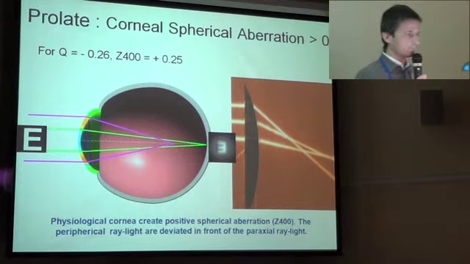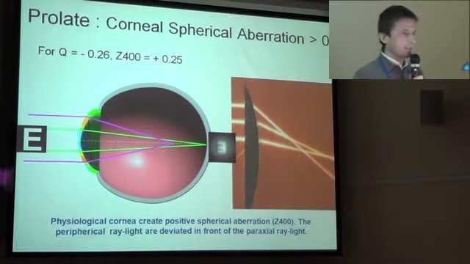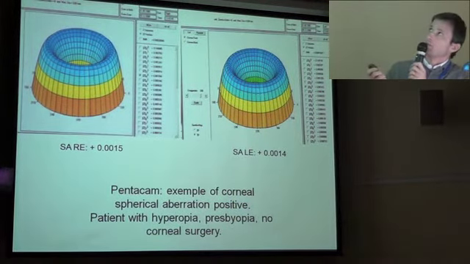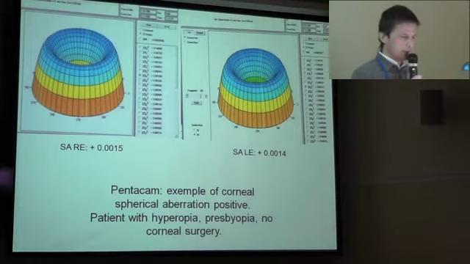That is only for the cornea. With Pentacam, we can have Zernike polynomial results, and you can choose only spherical aberration. You can choose here, and this is an example of corneal spherical aberration positive for a patient with hyperopia and no corneal surgery before.